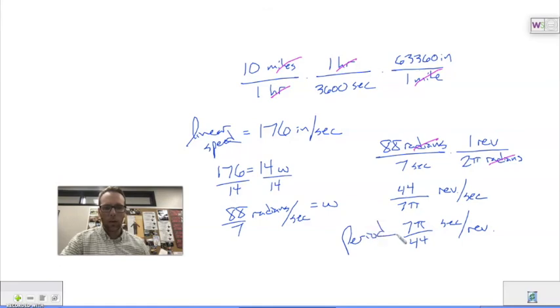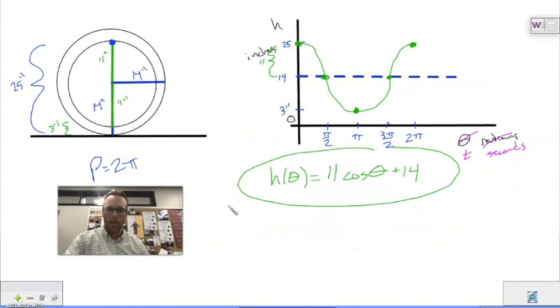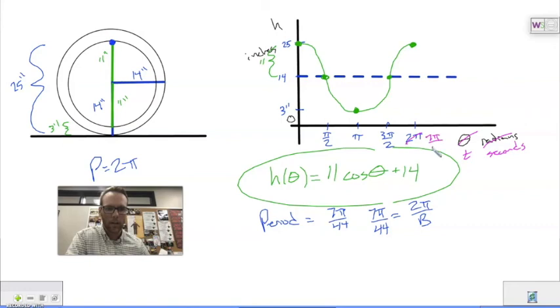This is our period. So let's go back to this, and let's say our period is equal to 7 pi over 44. Now we know that period equals 2 pi over b. So we're going to say that 7 pi over 44 equals 2 pi over b. You know what, I should update this. This is no longer 2 pi. This is 7 pi over 44. And those, of course, would all change.